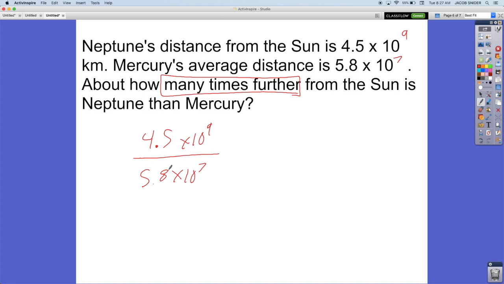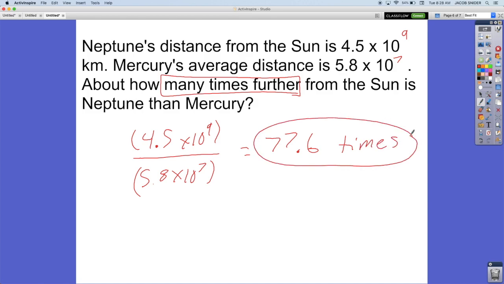Put that in your calculator as the fraction button, or put your parentheses around it. You can put both, although you don't need them. So plug it in your calculator and you'll get your answer. 4.5. Okay. How many times bigger is it? It's about 77.6 times further away. Okay?